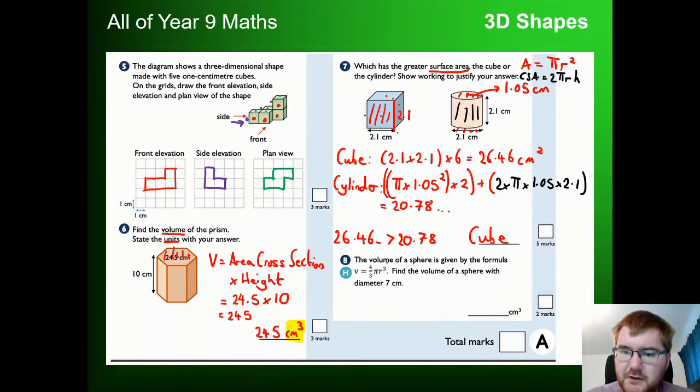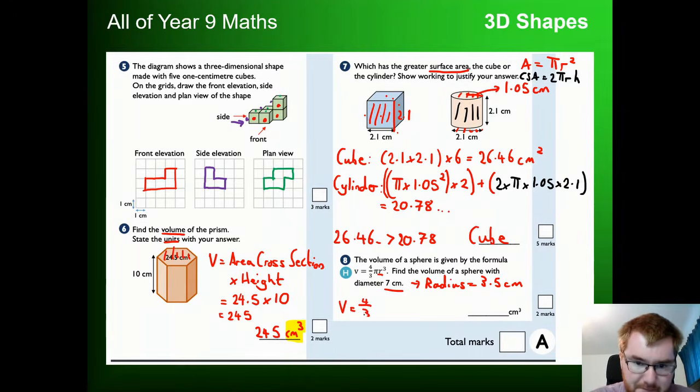Now the last part here, the volume of a sphere is given by the formula V equals 4/3 pi r cubed. You need to know that at iGCSE and GCSE. Find the volume of a sphere with diameter 7. So notice we need the radius here, not the diameter. So to work out the radius, we need half of the diameter, which is equal to 3.5. So don't fall for that trick. And once you've got that, then we just put in the volume. So volume is equal to 4/3 pi times 3.5 cubed.